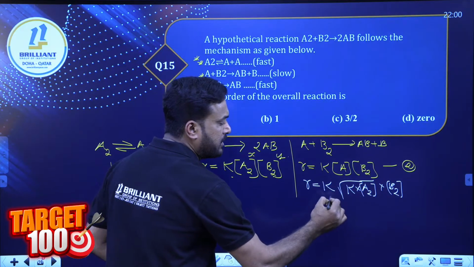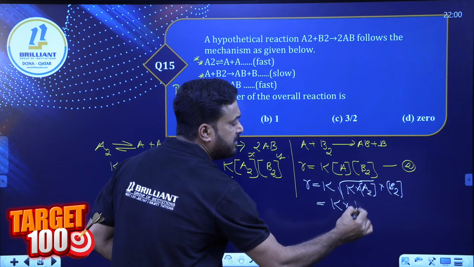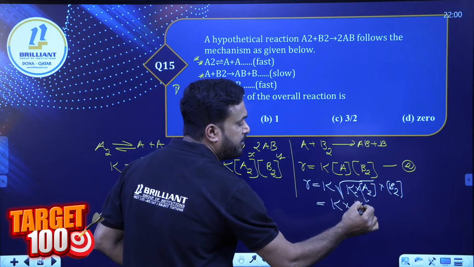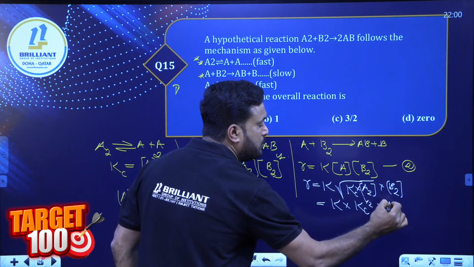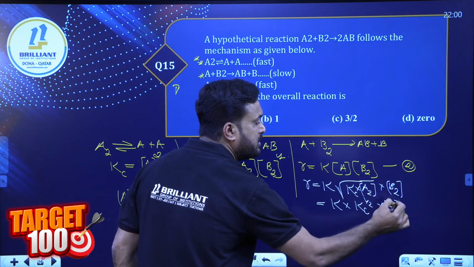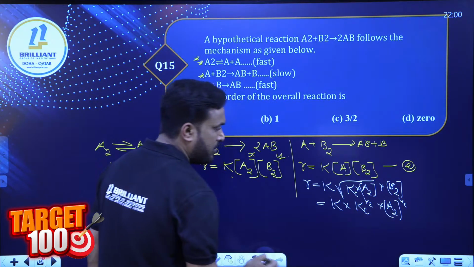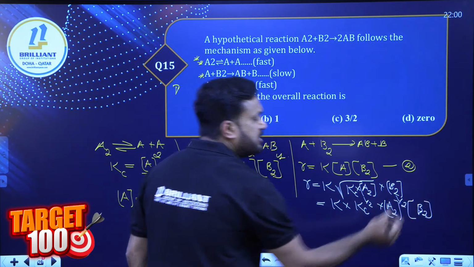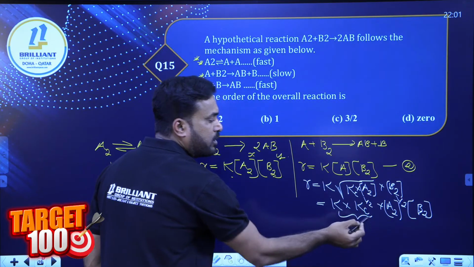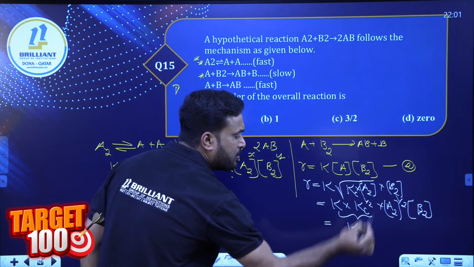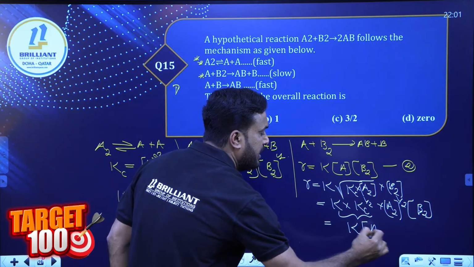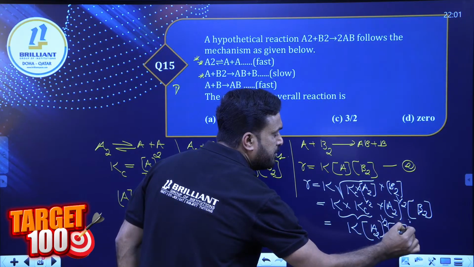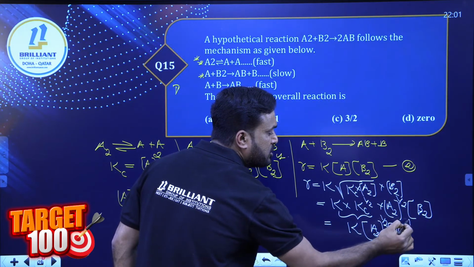Now K into root Kc means we can write Kc raised to 1 by 2 into A2 raised to 1 by 2, correct? Root A2 means A2 raised to 1 by 2 into B2. B2 power anyway is 1 only. You know that when you are multiplying two constants, you can take it as a general constant K into A2 raised to 1 by 2 into B2 raised to 1.